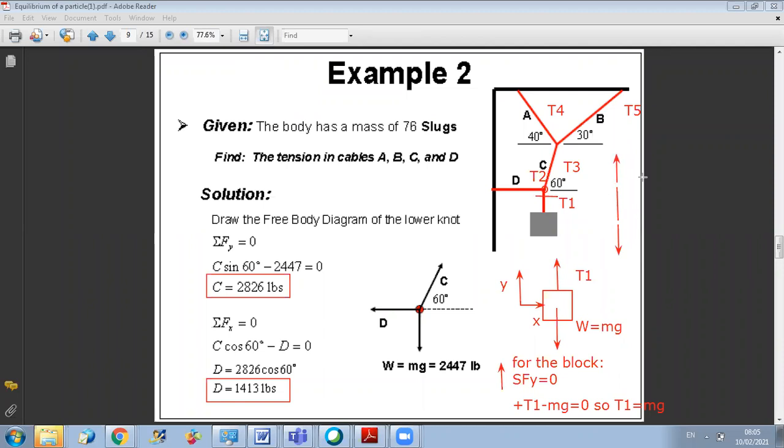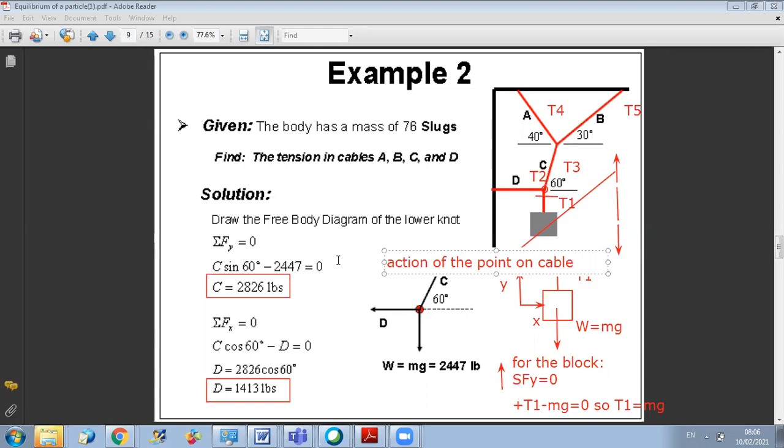So by action-reaction, how will the cable act on the point? It will act down. This force here represents the action of the cable on the point, the reaction to the action of the point on the cable.